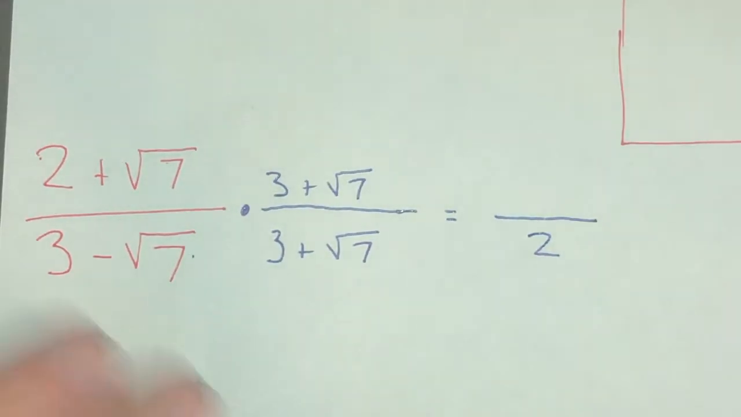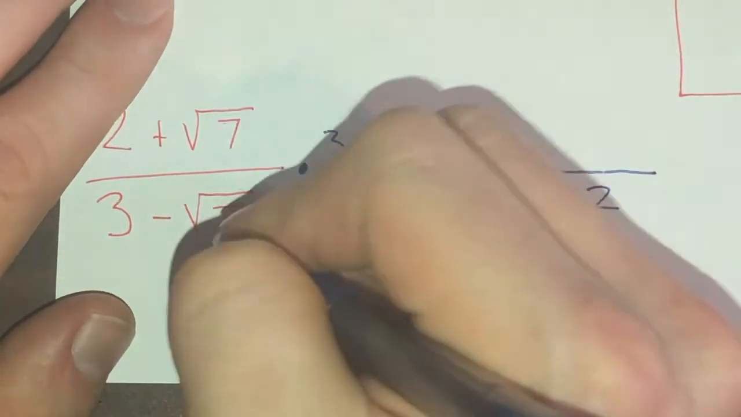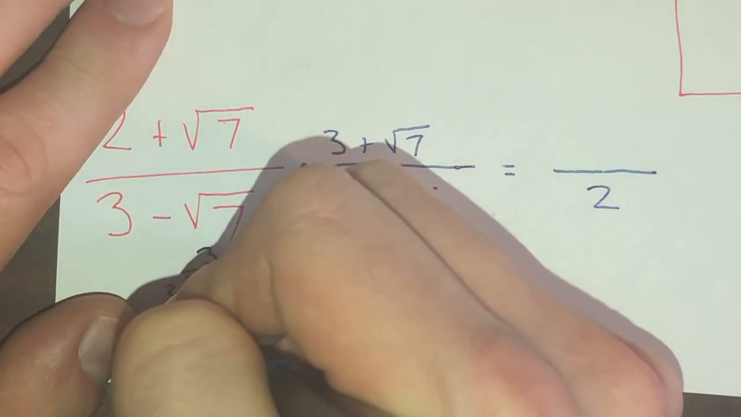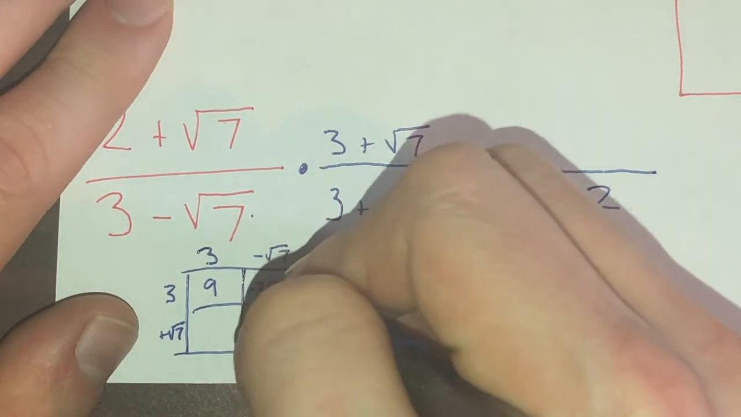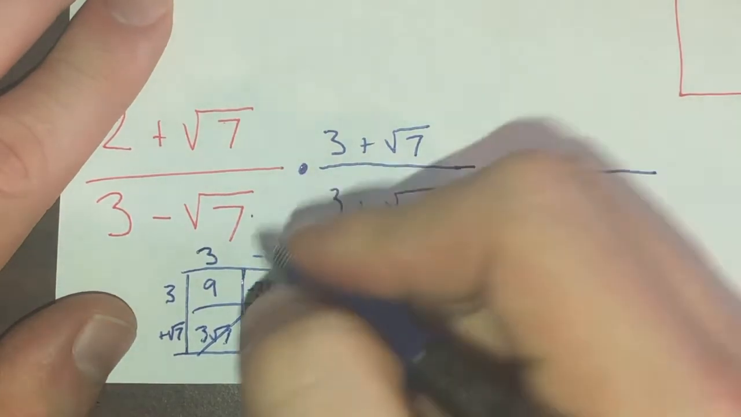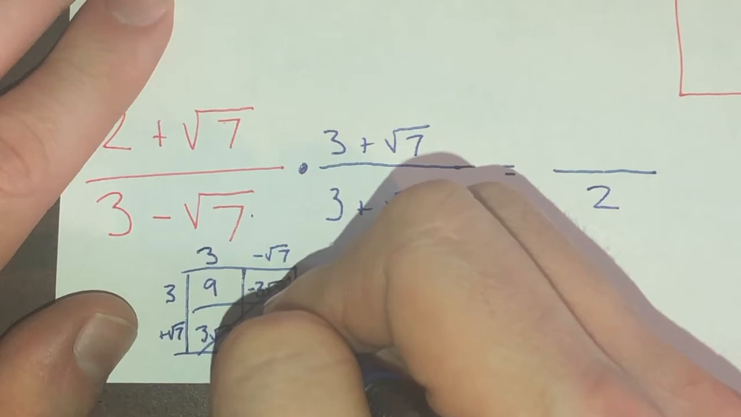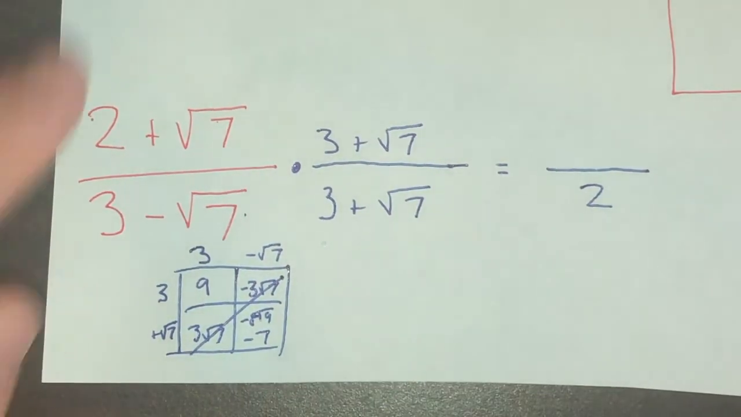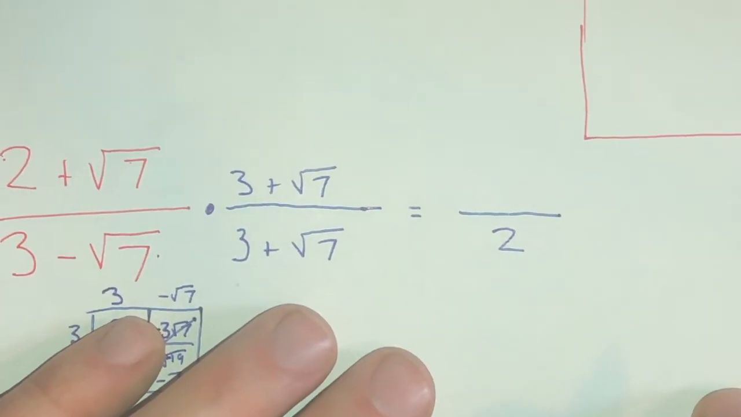If you're confused about how to do it, let's do a quick little box, okay? I love to see this in class today. 3 minus root 7, 3 plus root 7, okay? 9 minus 3 root 7, plus 3 root 7, so those cancel, okay? Minus the square root of 49, which is minus 7. 9 minus 7 is 2. And remember, the root should be gone, nothing in the denominator.